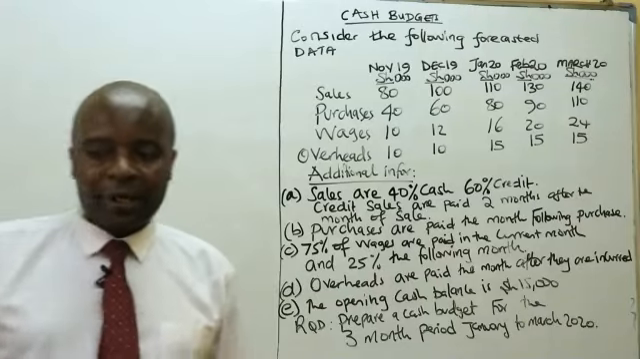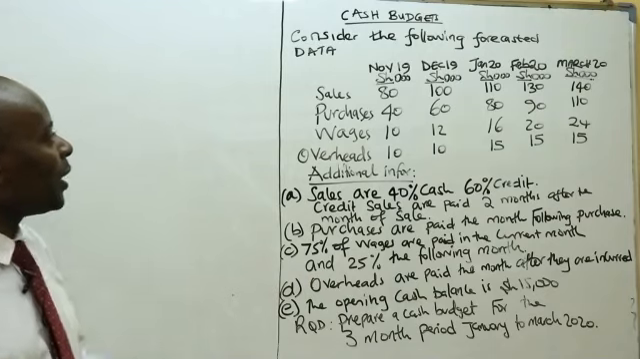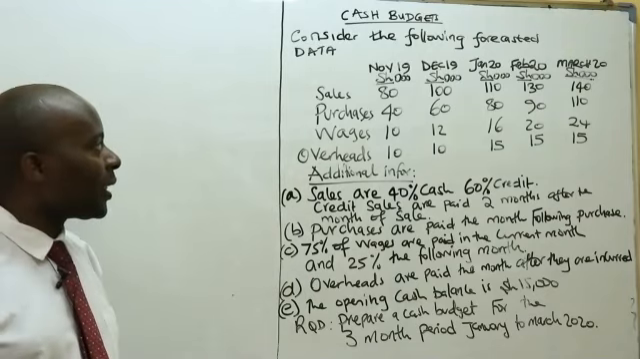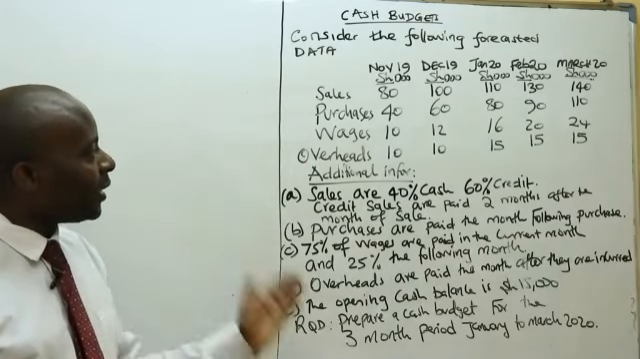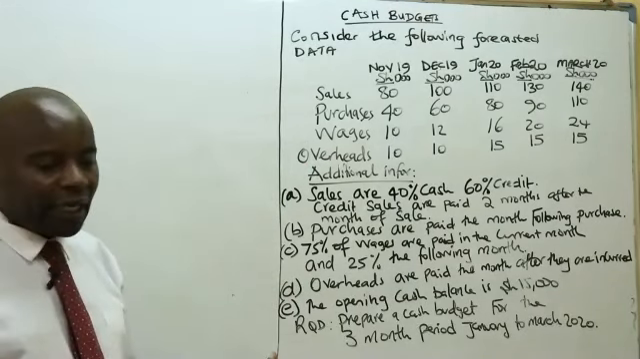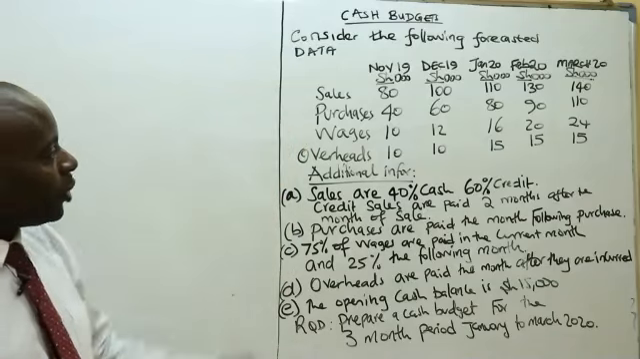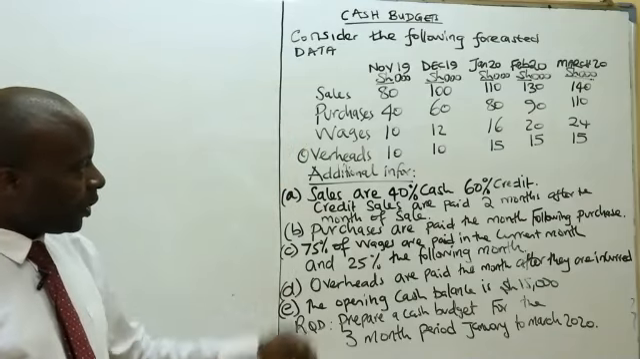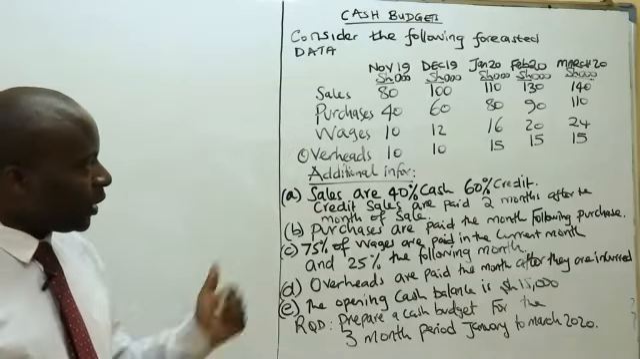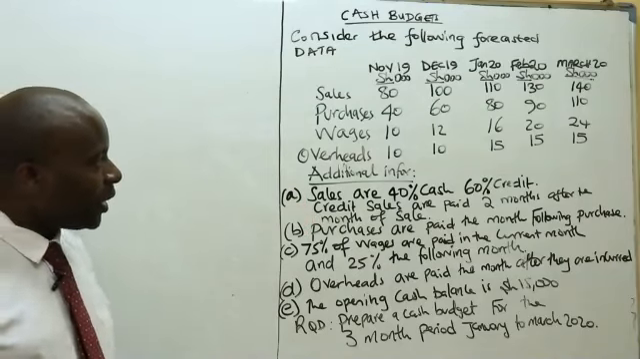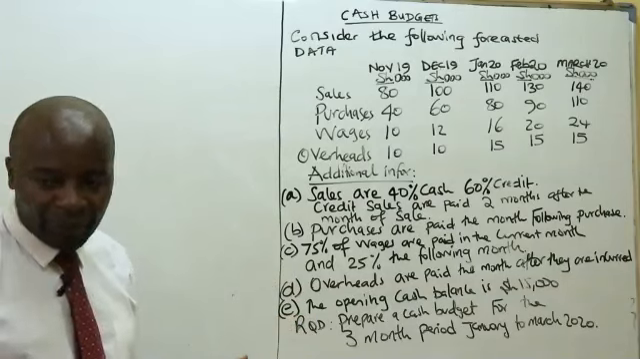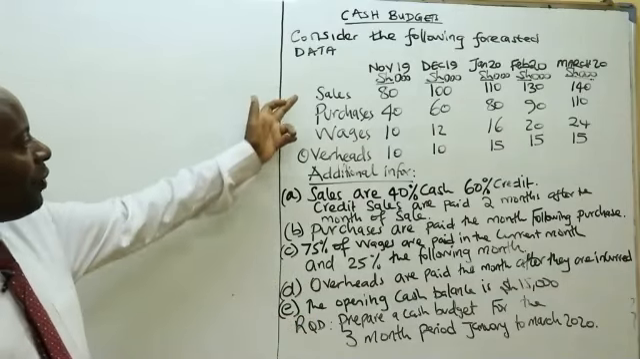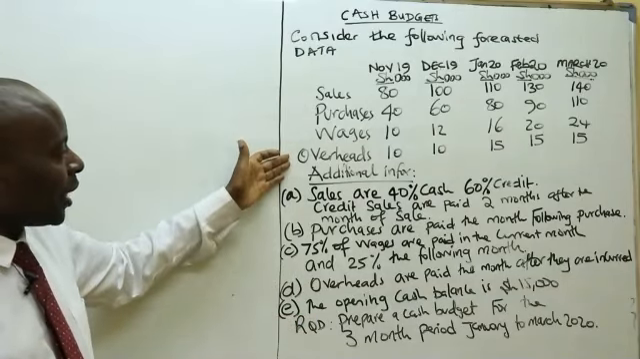Great. So we are given a question here for cash budget. We are told to consider the following forecasted data. They have given us sales for November 2019, December 2019, January 2020, February 2020, and March 2020. Ladies and gentlemen, they have given me sales, purchases, wages, and overheads.